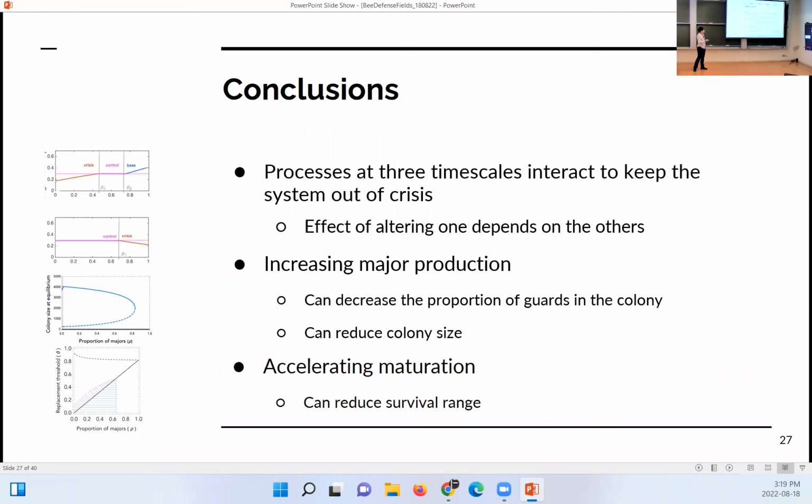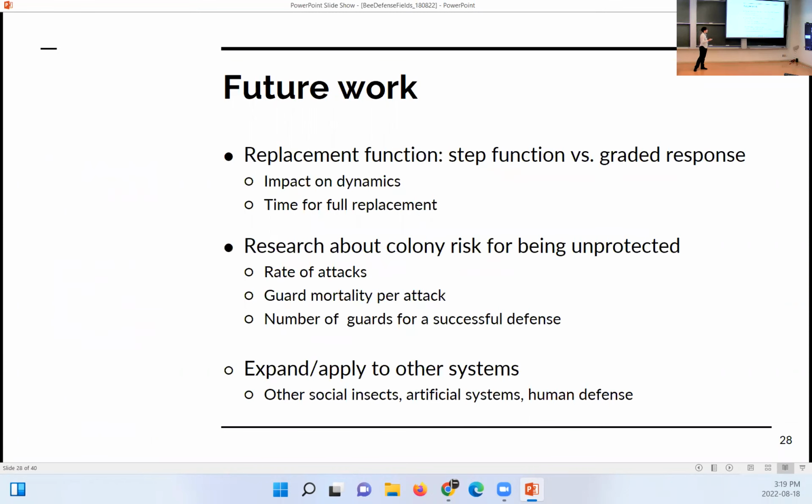So those are just examples of pressures that might be acting on getting lower numbers of majors and longer maturation times. Now for future work, of course, there's many things to be done. One of them is to explore other shapes for the replacement function, because a step function is not realistic. It might be a good approximation. It has to be more detailed, more studied. But of course, a graded response could be considered, and in that case, we wouldn't have a Filippov system, but some other dynamics that switch between 2 main states.